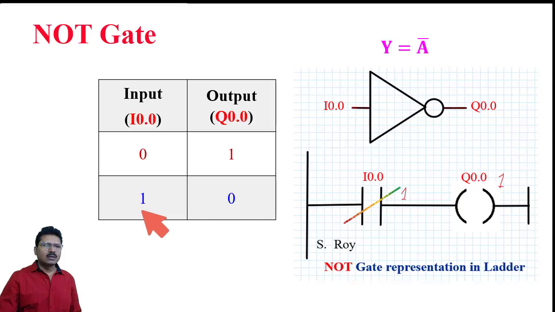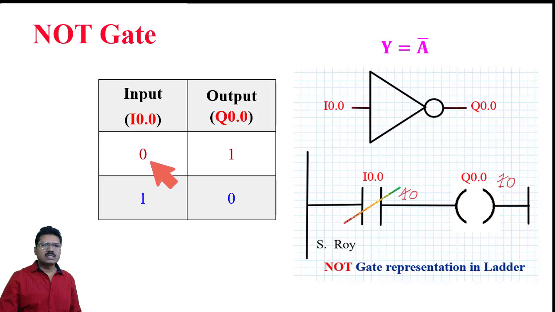Now when a logic 1 signal comes from the field, this normally closed contact will be activated and this will be open. When this is open, the result of the logic operation will be 0. This 0 means this will act just like an open circuit, so no power will come to the output coil Q0.0, so the output will be 0.